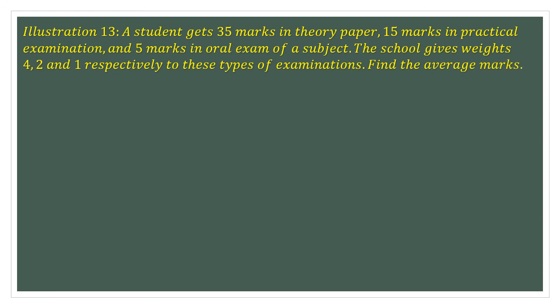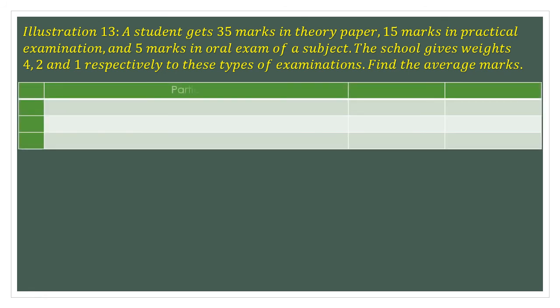Now as you can see, the numerical values 4, 2 and 1 mean that 4 importance is given to the theory paper, 2 importance is given to the practical examination, and 1 importance is given to the oral exam. So that is our weight, and the marks scored by the student is our variable, because we are supposed to calculate the marks. So marks is our observation or our variable x, and the importance given is our weight or w. Once again I will be preparing the table here to explain it properly. Particulars, marks, that is x, and weights, that is w.